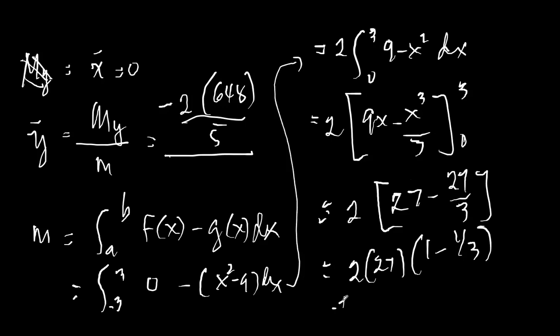So this becomes 2 times 27, I factor out 27, 1 minus 1/3. So I'm not going to deal with large numbers. So 2 times 27, I'm not going to multiply this yet. So this is 2/3, correct? So this is our m. All right, so I can now solve for the y bar here by substituting the value of m here. Okay, so let's make use of another space.